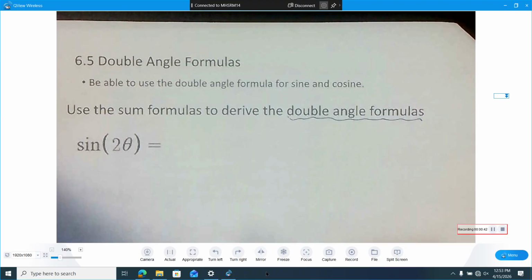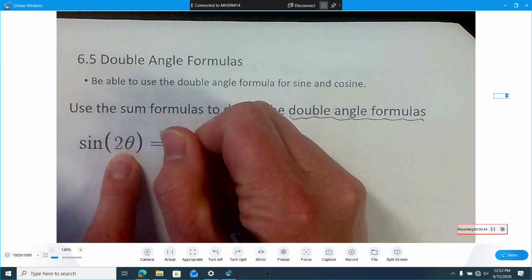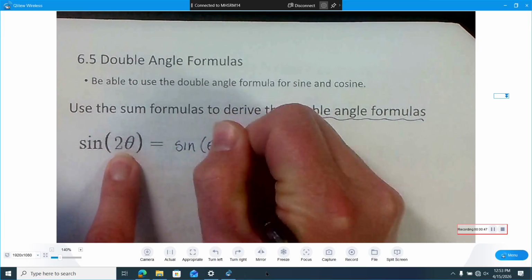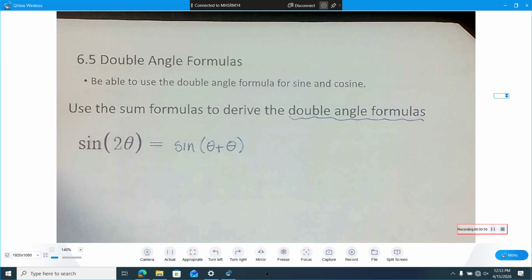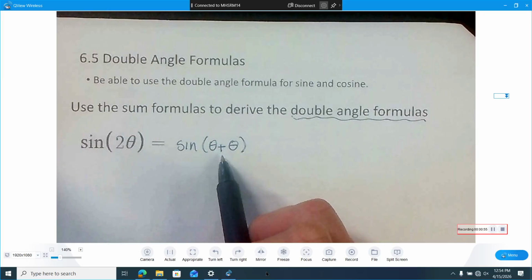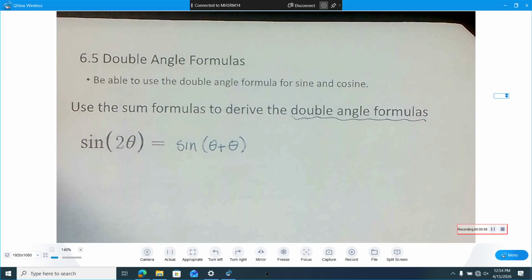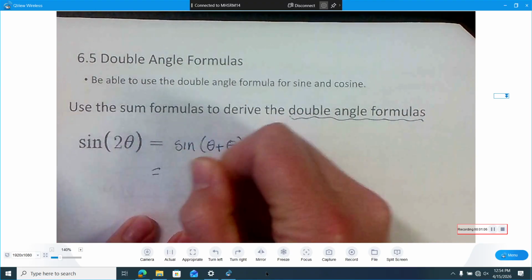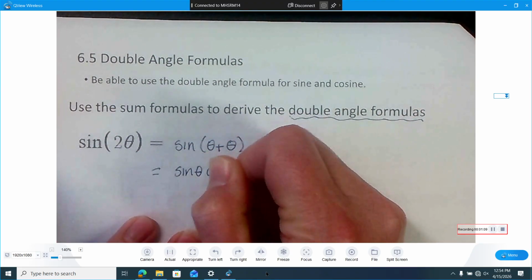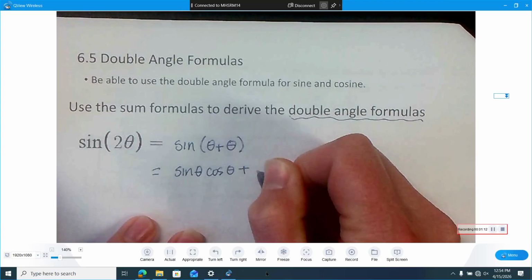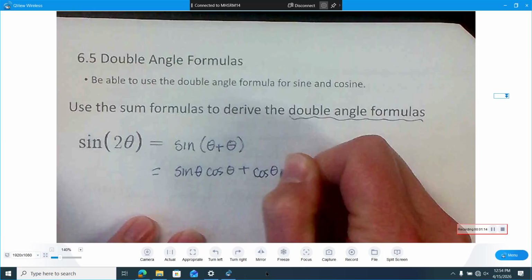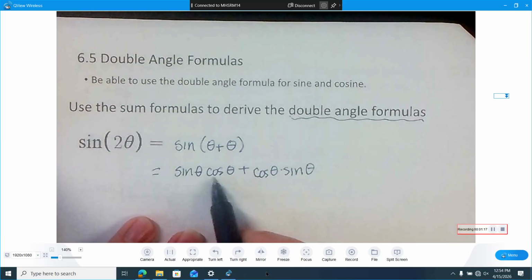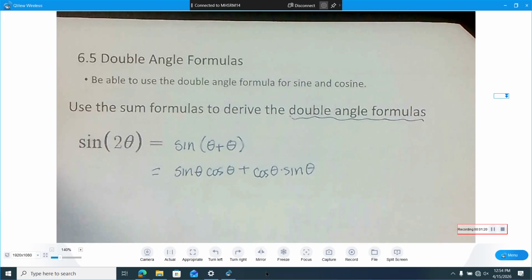The way we do this is pretty easy. Sine of 2 theta is simply the sine of theta plus theta, 1 theta plus another theta. And of course, this looks like the sum and difference formulas we were using yesterday. What was the expansion for the sine of a sum? Sine, cosine, cosine, sine. Keep the sign. Excellent. So this becomes sine of the first times cosine of the second plus cosine of the first times sine of the second. So sine, cosine, cosine, sine. That's what we did yesterday.